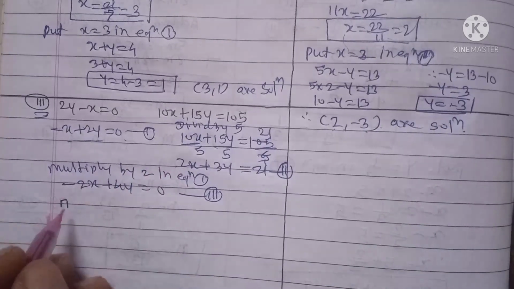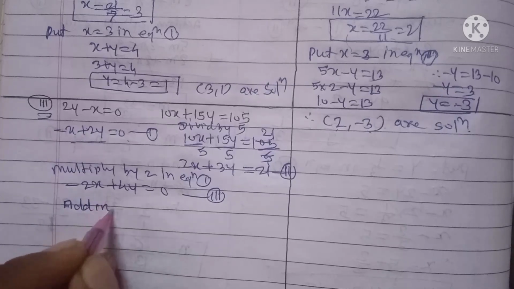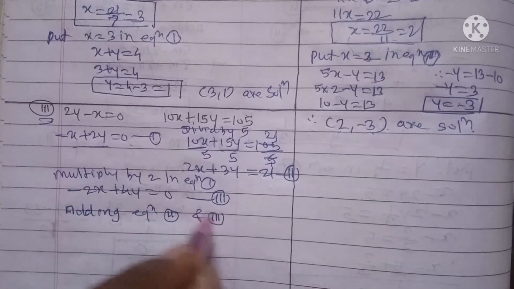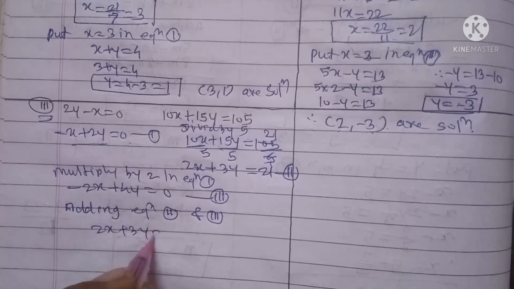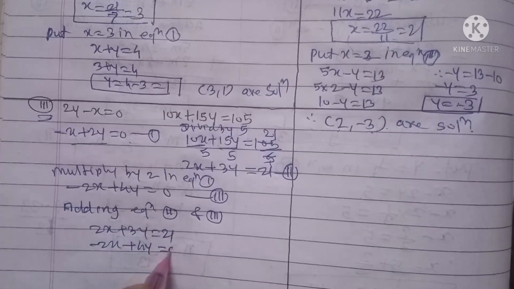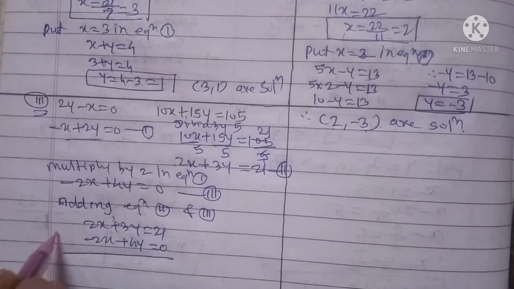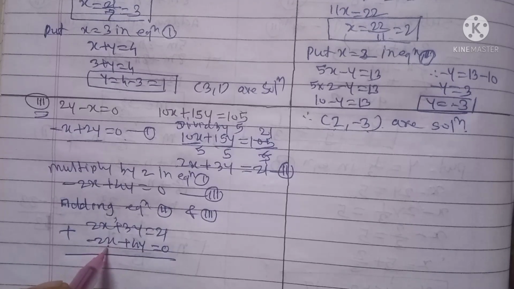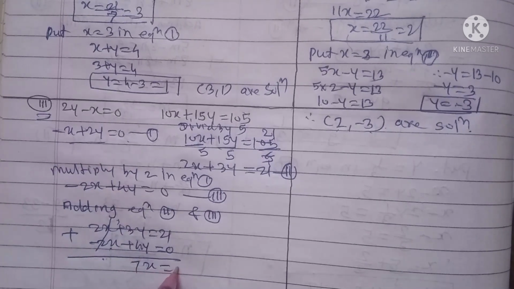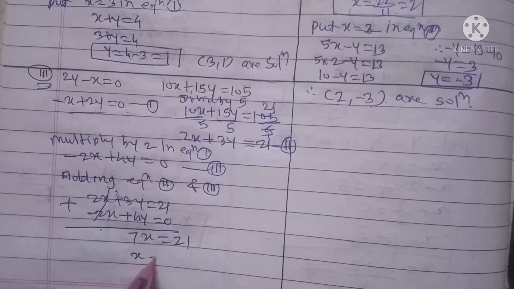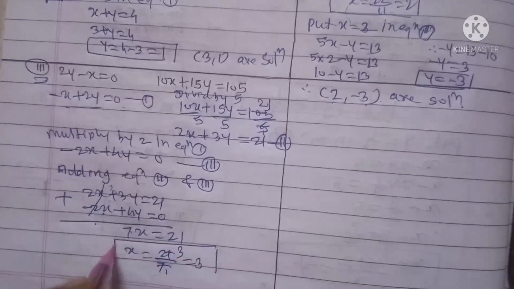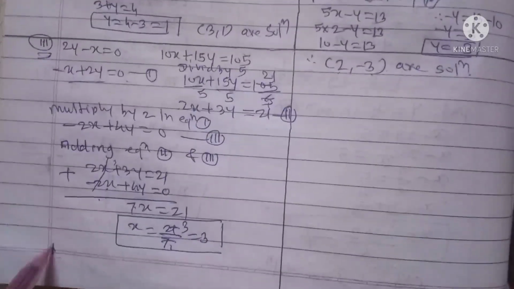Now here there is plus and here there is minus, so we will add equation 2 and 3. Equation 2 is 2x plus 3y equal to 21. Equation 3 is minus 2x plus 4y equal to 0. So while adding, no change of signs, they remain as they are. 0, 4 and 3, 7y equal to 21. So y is equal to 21 divided by 7, 3 sevens are 21, so y is equal to 3 is the value.